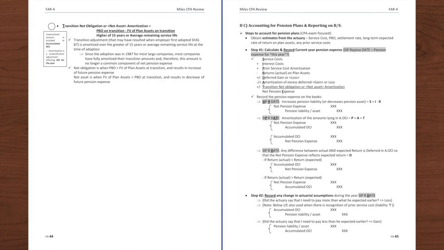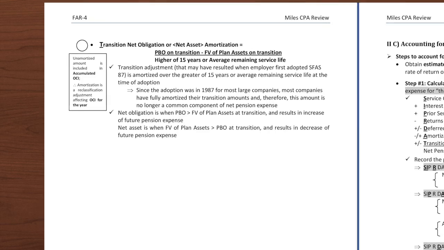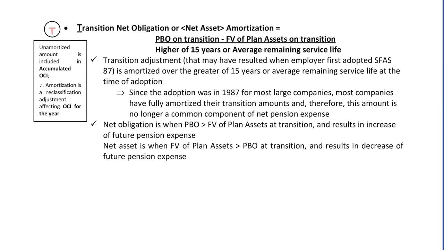Moving to page 44, we are looking at the T of the date. So write T on the bubble, and this stands for the transition adjustments which are amortized. So put a box around amortization, and right there, unamortized is an accumulated OCI. So whatever is unamortized, that lies on the balance sheet, in accumulated OCI, and when you amortize it, you take it to your income statement, and that affects your pension expense.